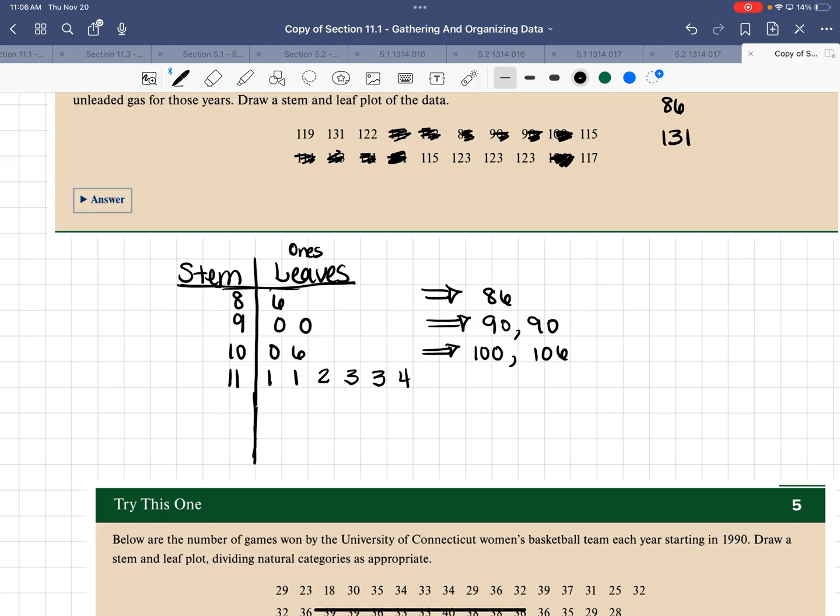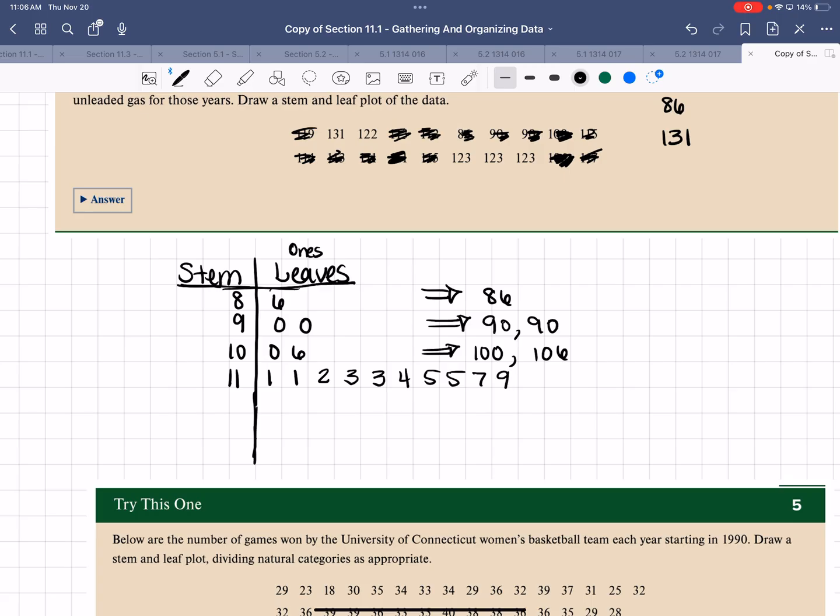Notice I don't put any commas in between those leaves. Okay, 115? Yes. How many? 2. Right, any 116s? No. 117? Yes. 1? And 119s? 1, yeah. No 118s, correct? Yes. Okay.